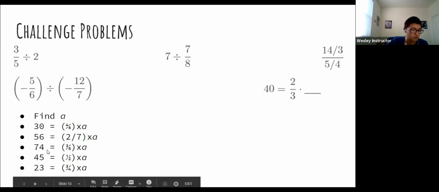74 times 5 over 3, the answer is 123 and 1/3. 45 divided by 1/2, that's 45 times 2, and the answer is 90. And then 23 divided by 3/4, which will give you a, and the answer is 30 and 2/3.